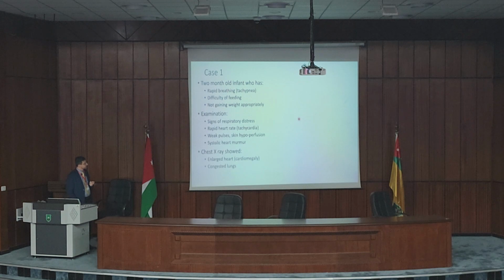And a chest X-ray was done, and it showed an enlarged heart, we call it cardiomegaly, and also congested lungs, which means that the lungs are receiving more fluid than normal or more blood than normal. So it looked a little bit congested.